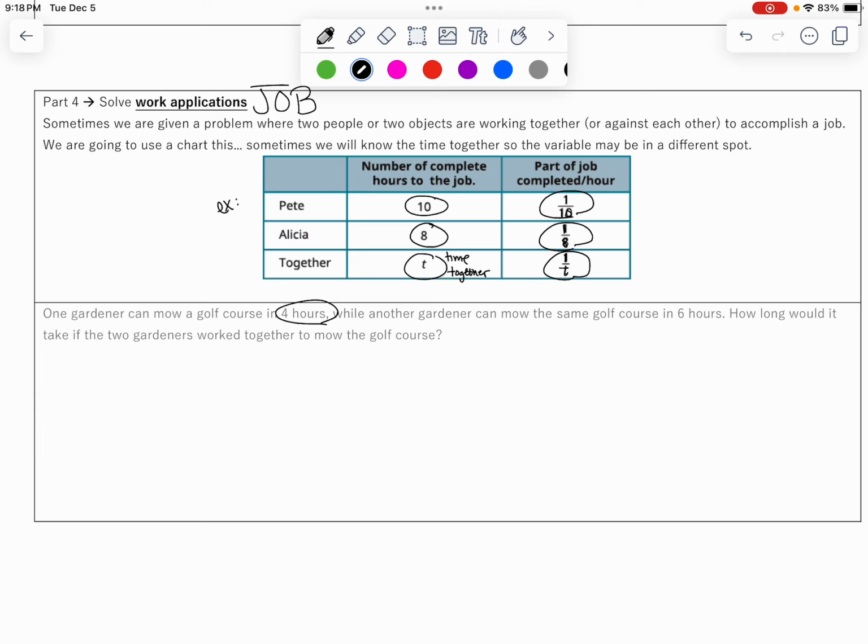Thank you. One gardener can mow a lawn in 4 hours, while another gardener can mow the same golf course in 6 hours. How long would it take if they worked together? Okay. So looking at the chart above.